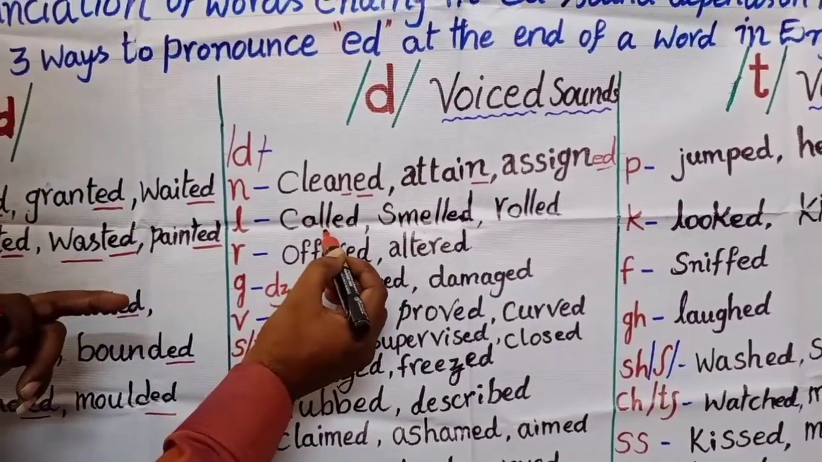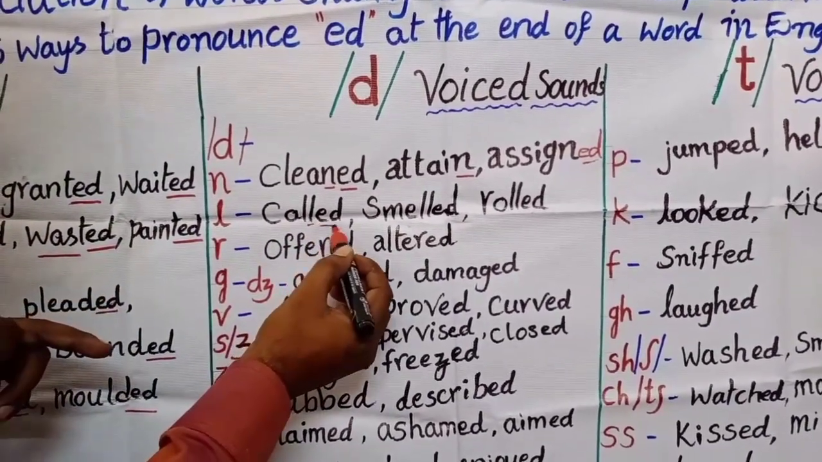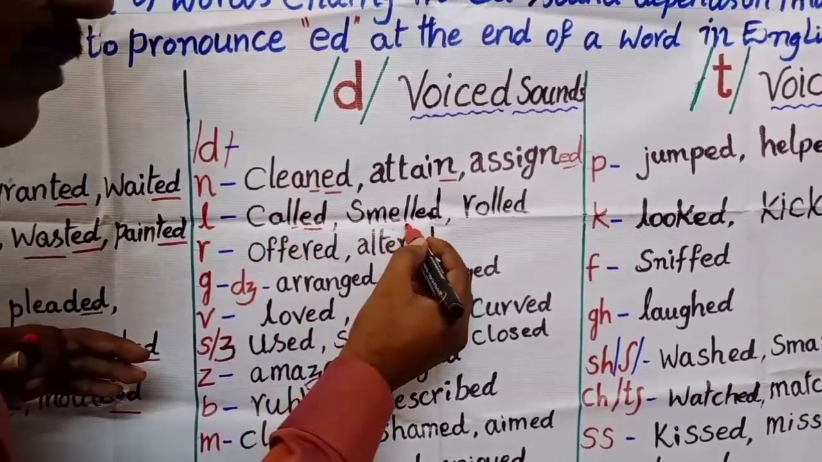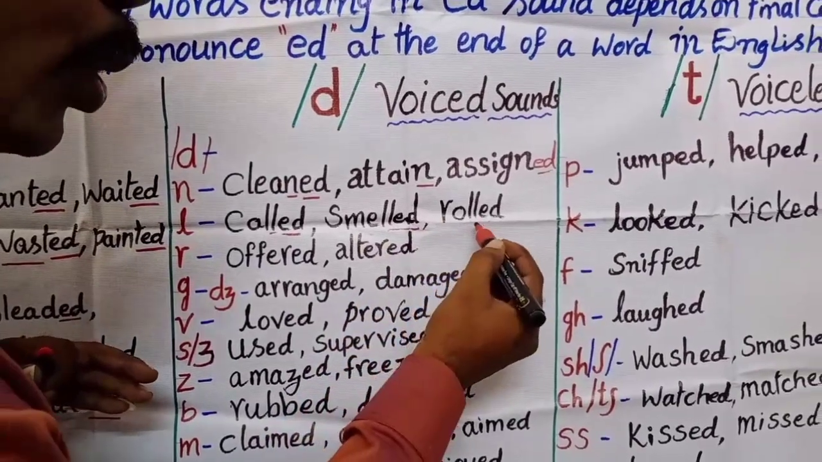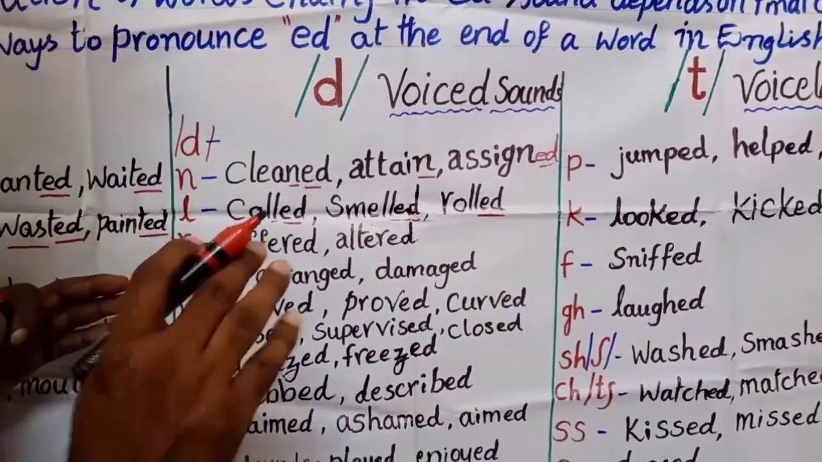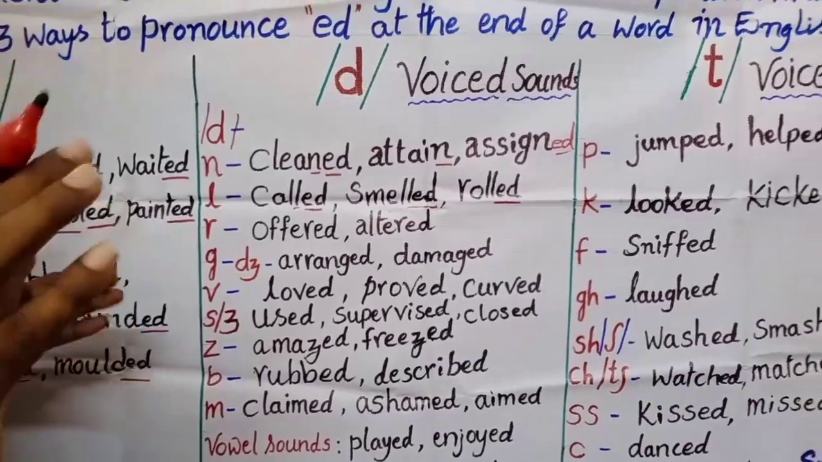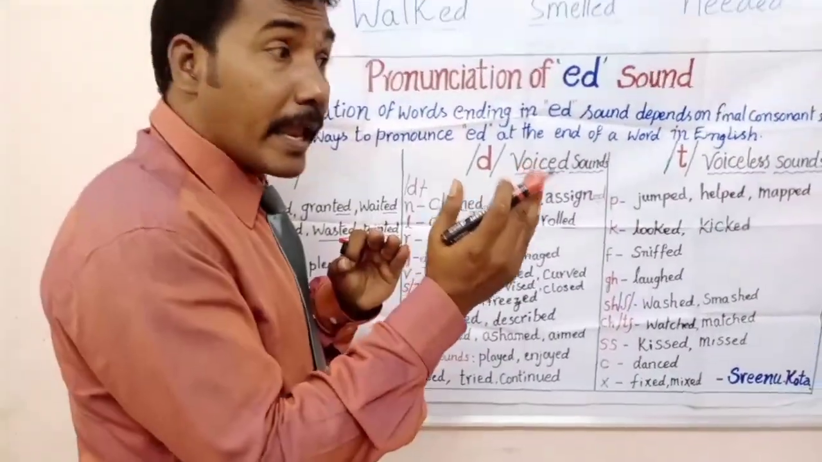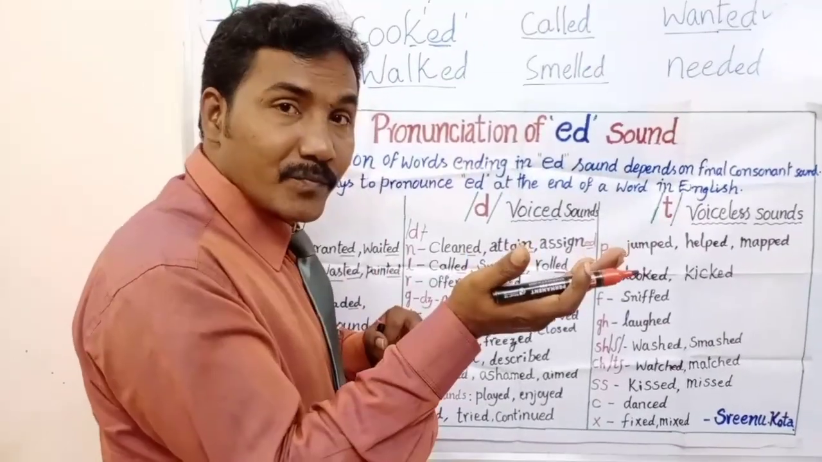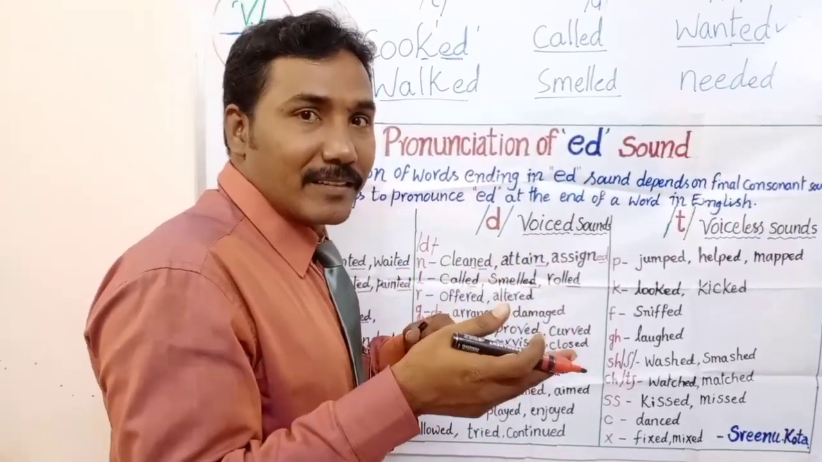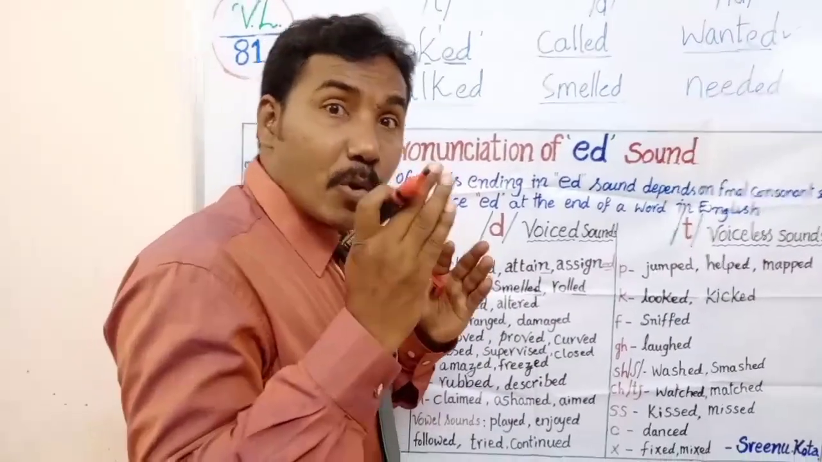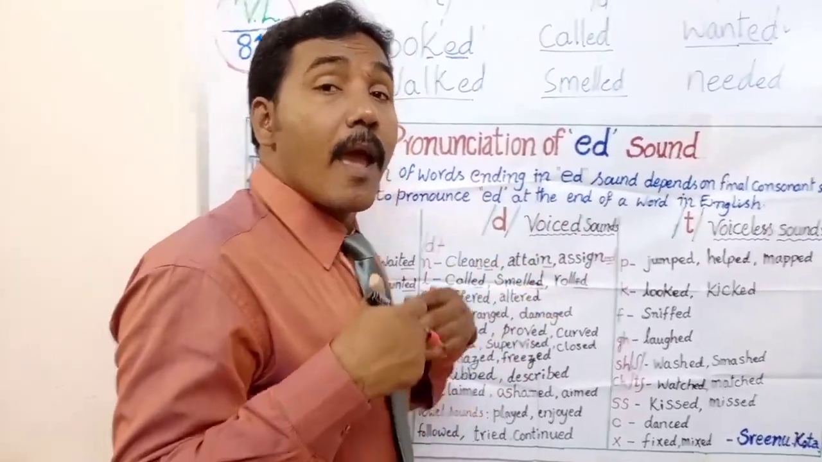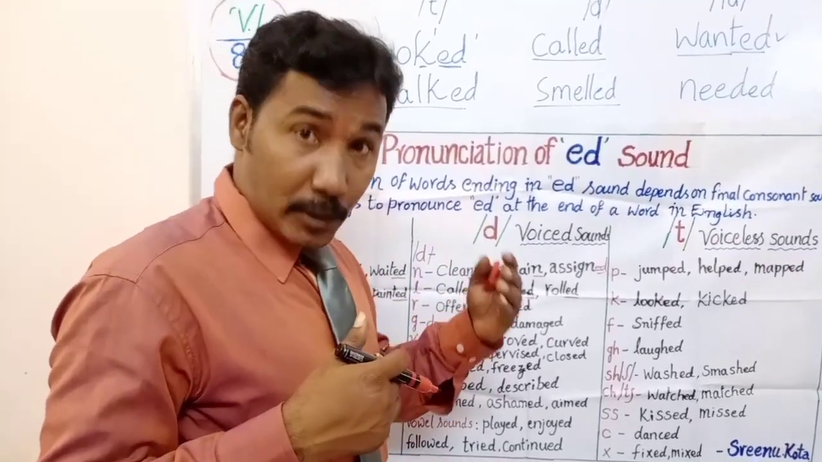If a word ends with l, of course the ed is pronounced as d, called. Smell, smelled. Roll, rolled. Not rolled, called. So this is the way which differs a native speaker and the learning speaker. Okay, so please say the exact pronunciation and try to speak as native speakers.